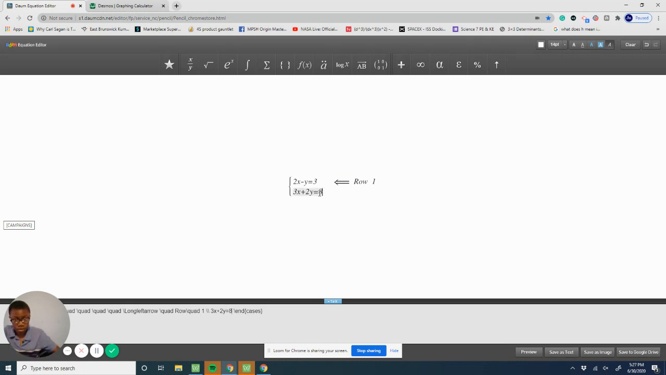Let's call this our row 2. So we have our row 2, right? And what we're going to do is solve for the x coordinate and the y coordinate. These are both linear equations. This is a concept of simultaneous linear equations. It might sound complicated, but it's not really once you get the hang of it.